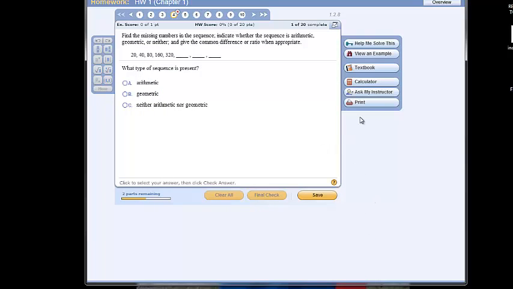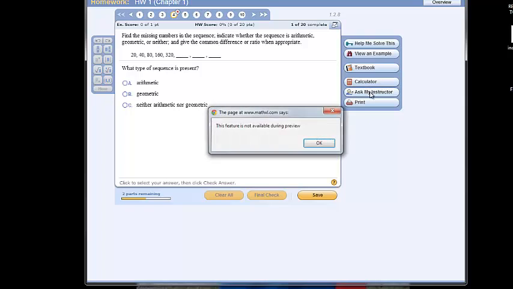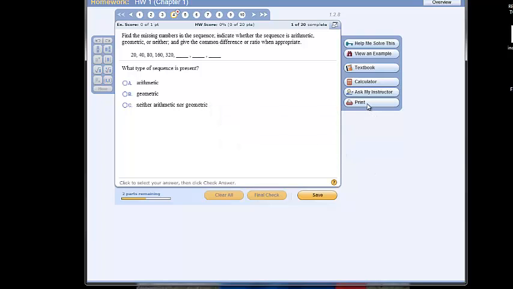Sometimes these will also have over here on the right something saying give me more practice. So you could click on that and get more. But if you're having trouble working the problems, use all the different features over here to help you. You can call up a calculator if you need it. You can click Ask My Instructor, and since I'm in preview mode, it won't work, but for you it would pop up and allow you to email me the exact problem you had with the numbers you had. Or you can click to print and print it out and bring it in if you have any questions.